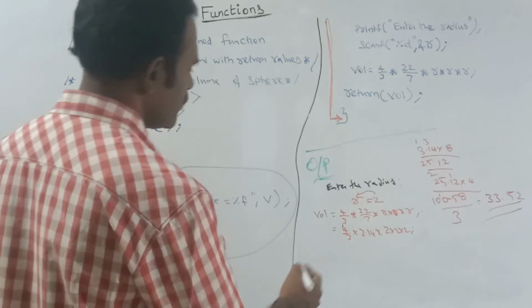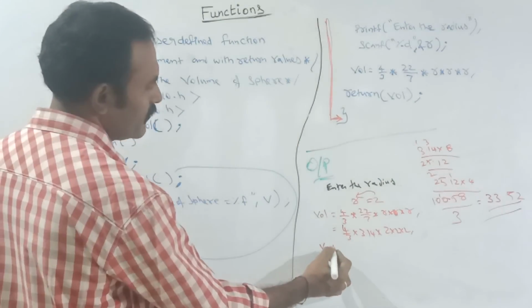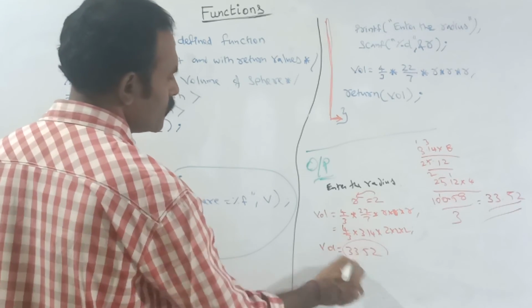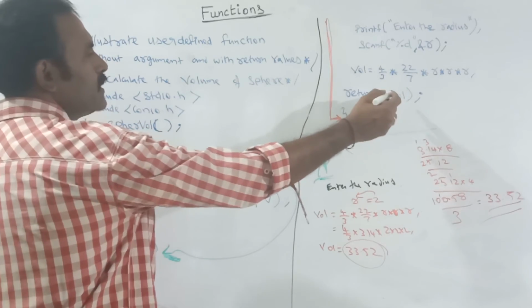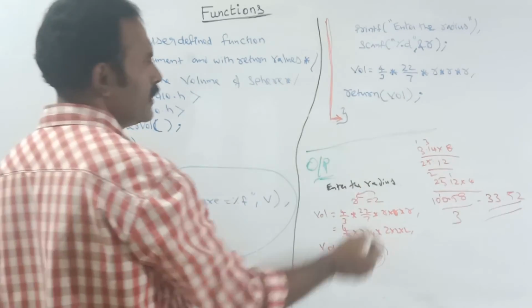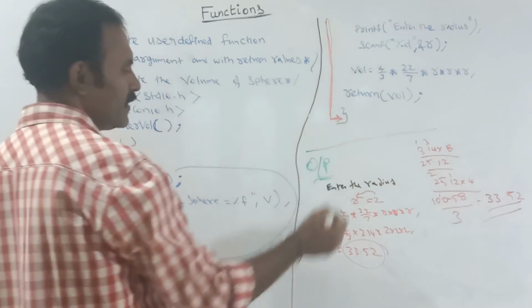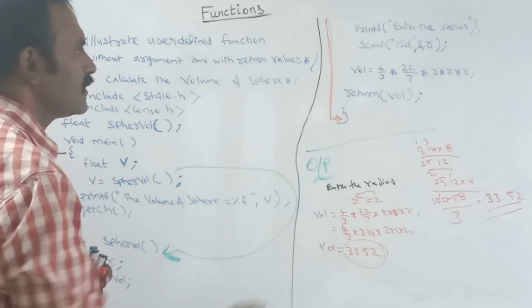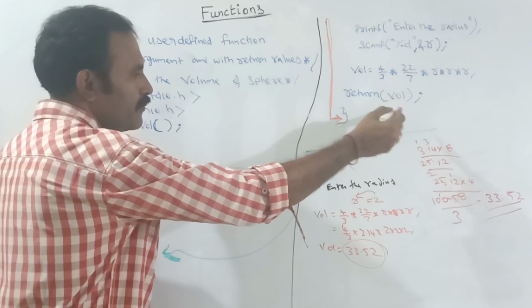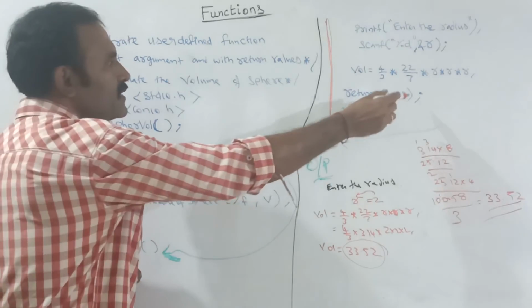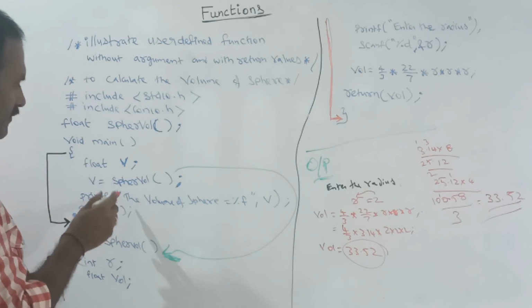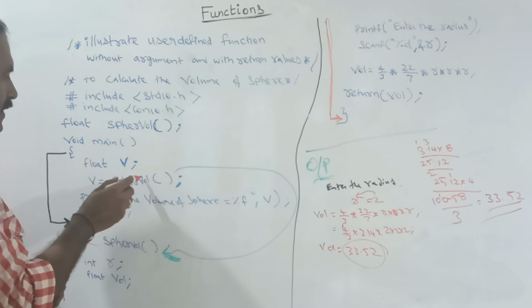See, the approximate value here, VOL is equal to 33.52. So the answer is 33.52, and that will be stored in VOL. Next I am telling it to return the volume to where it was called. So this value 33.52, the value inside VOL, will be returned back to where the function was called. It will come here.